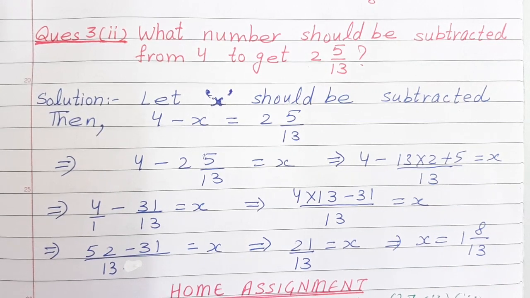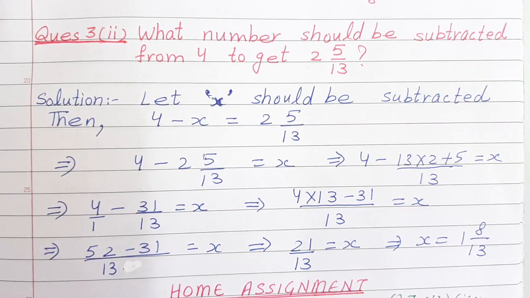So therefore this is the number that must be subtracted from 4 to get 2 5 by 13. Now children, with this I conclude this lesson. I hope you all have understood. Now kindly go through all the examples given in book.